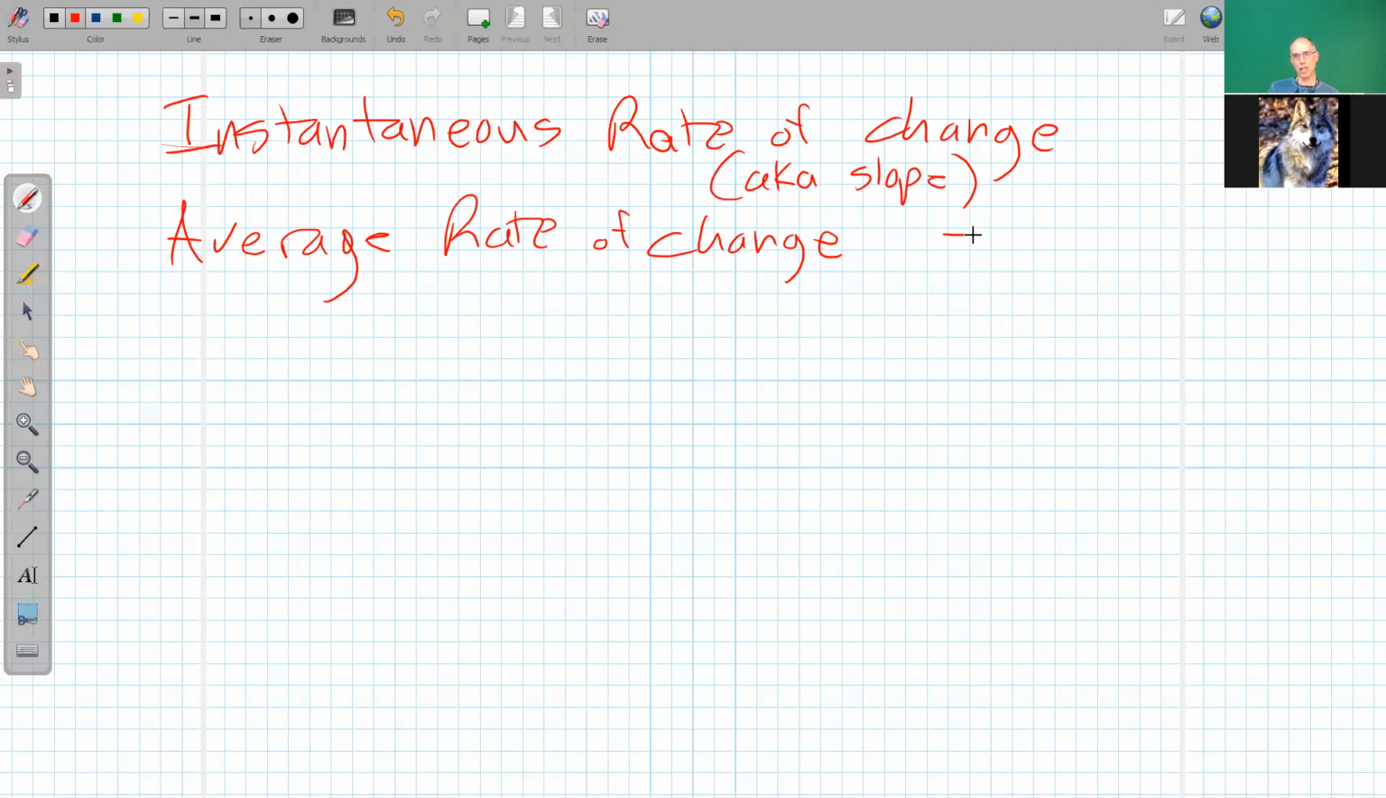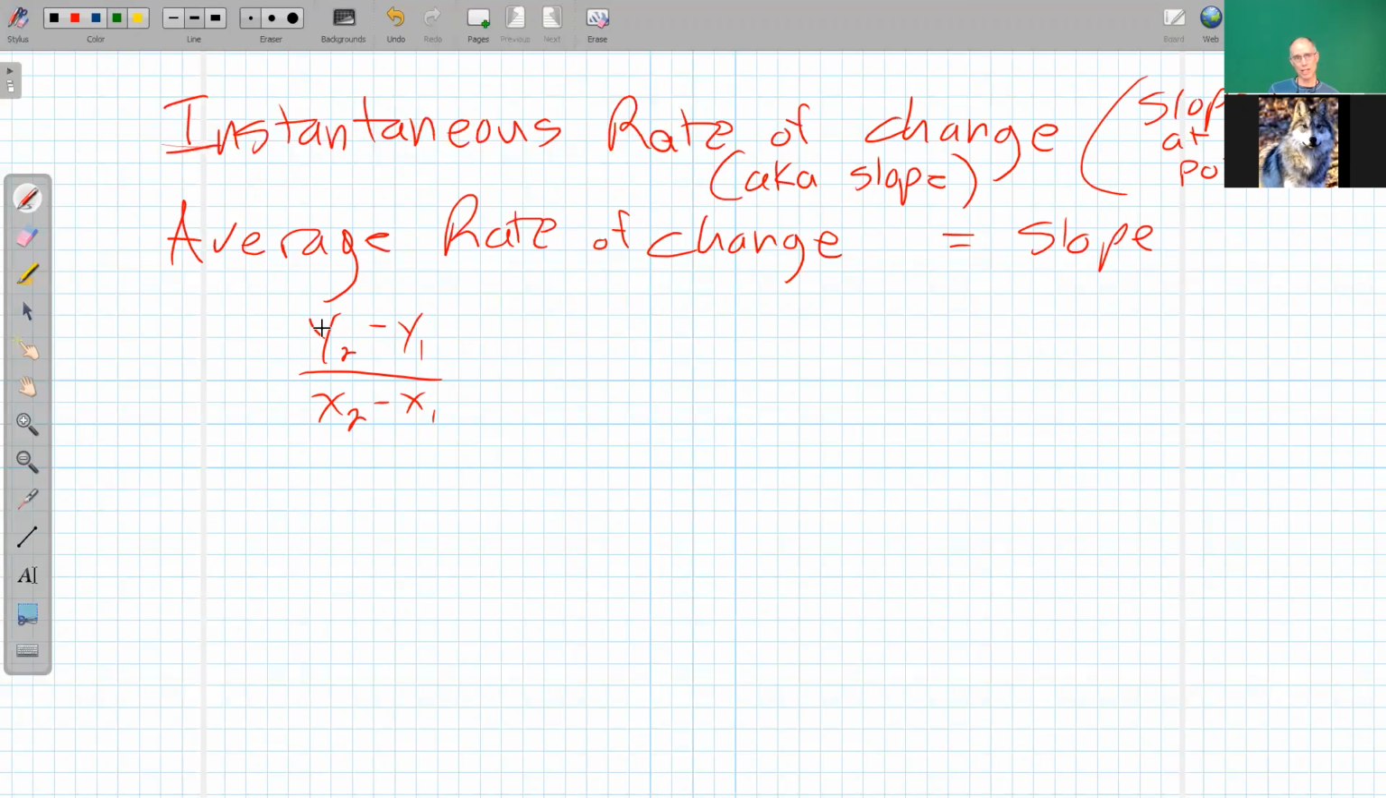And average rate of change is just slope, okay? And our slope formula, y2 minus y1 over x2 minus x1 requires 2 points. Where instantaneous, we're trying to find slope at a point. Well, how do we change 2 points to 1 point? That's a little tricky. And it's going to take us at least a week to work up to that.